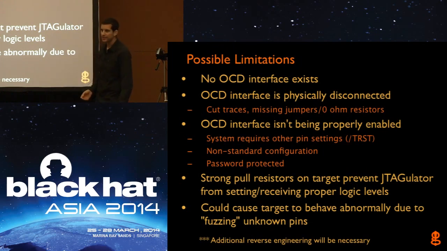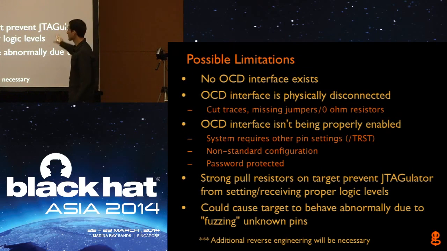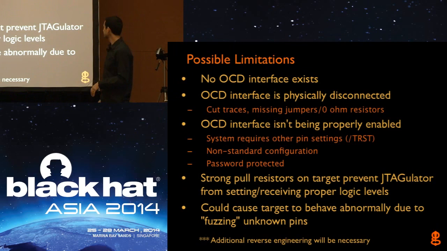device. I have a list on GitHub of known good targets. So as that list grows, people will be able to know if there's a special thing they need to do. Maybe there's strong pull-up resistors that are preventing the JTAGulator signals from being the proper levels.